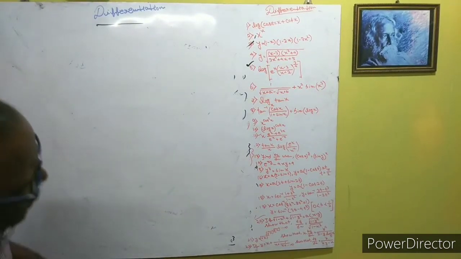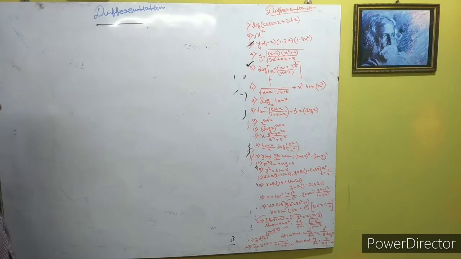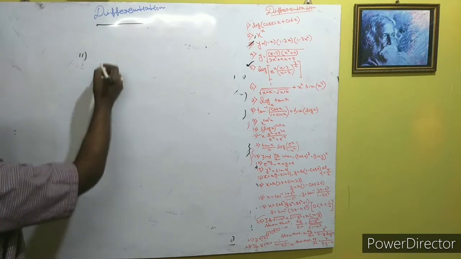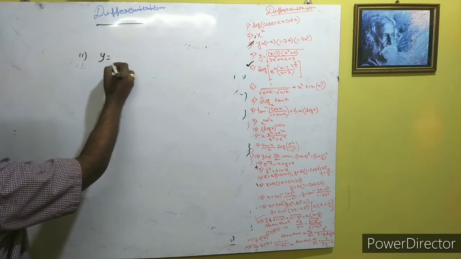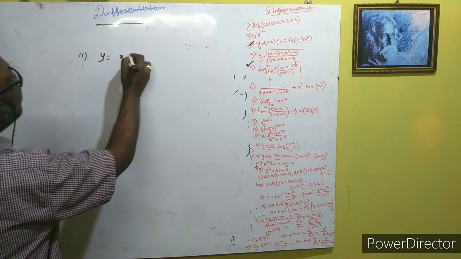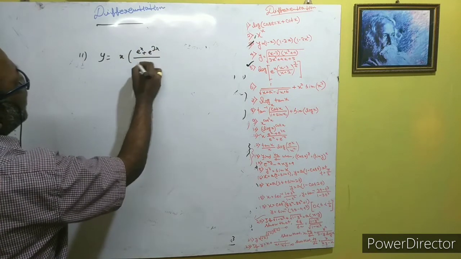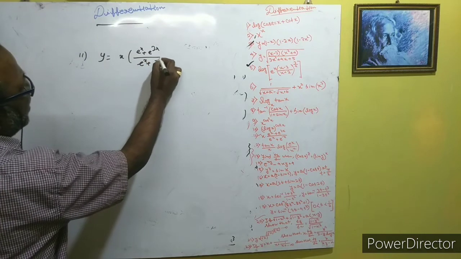Not needed to explain question number 10 here, same as previous, you follow. Now I follow question number 11, that is y equal to x into (e to the power 3x by e to the power x plus e to the power minus x).